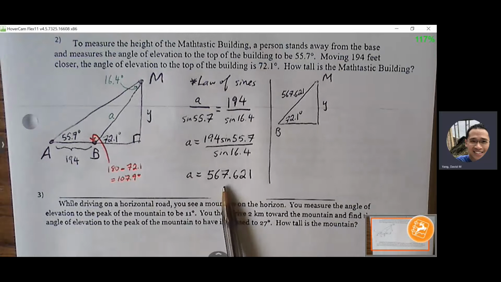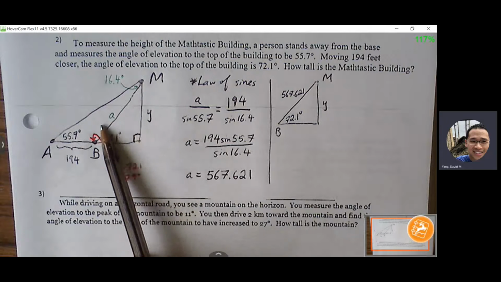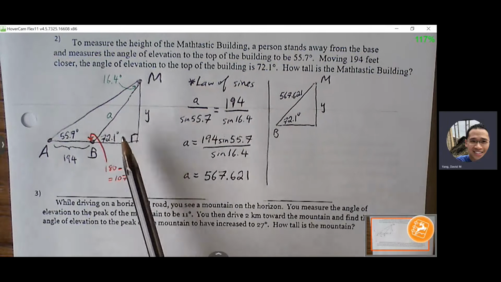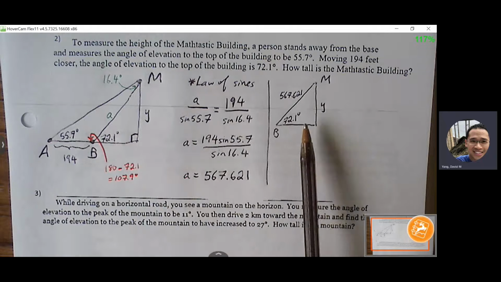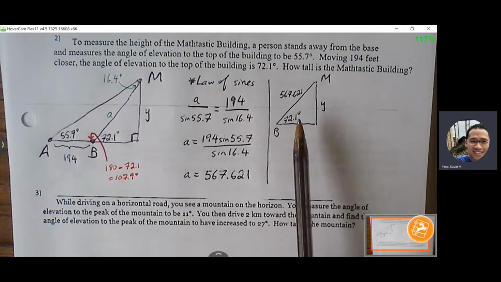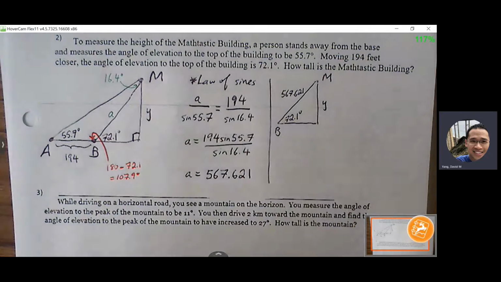Okay, any issues with solving for this side length of the triangle on the left? So now we can shift our focus to the right triangle. If we simply rely on SOHCAHTOA, we can find side y, right? Looks like I have opposite over hypotenuse, I can use sine.